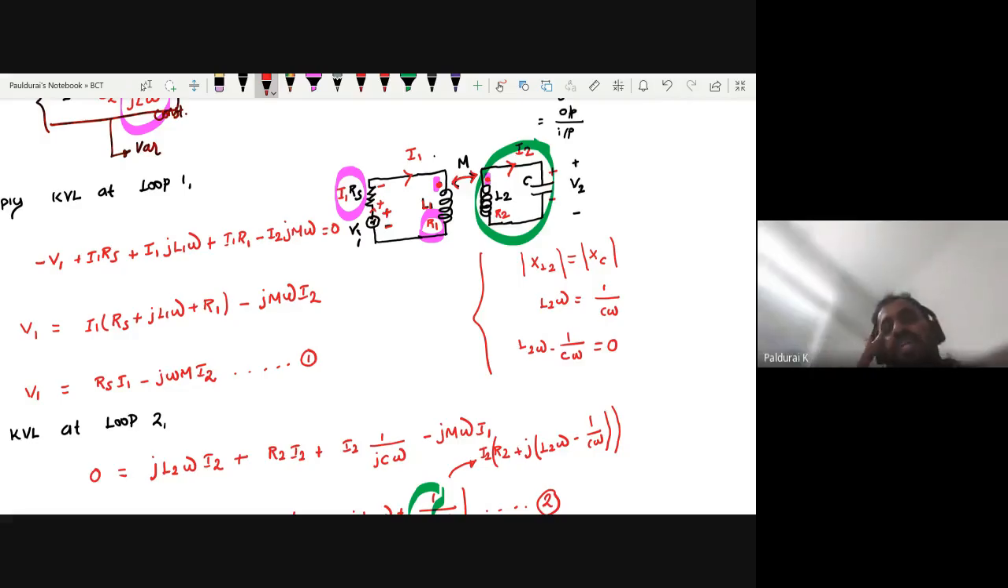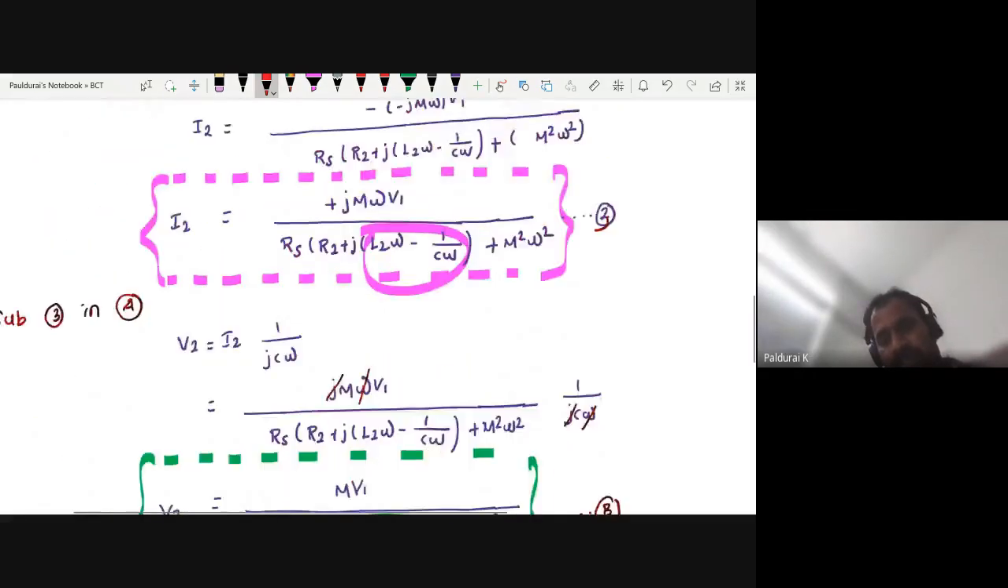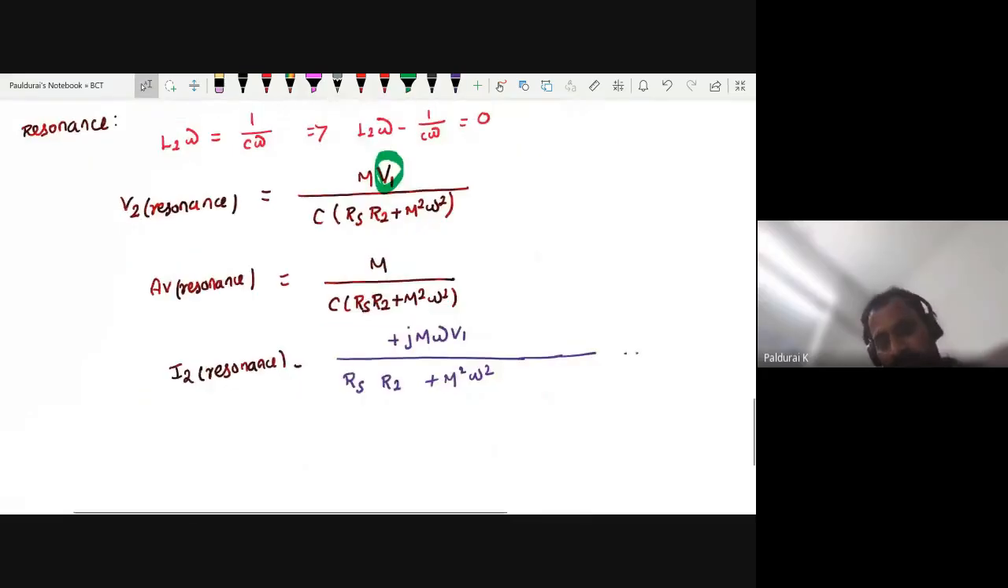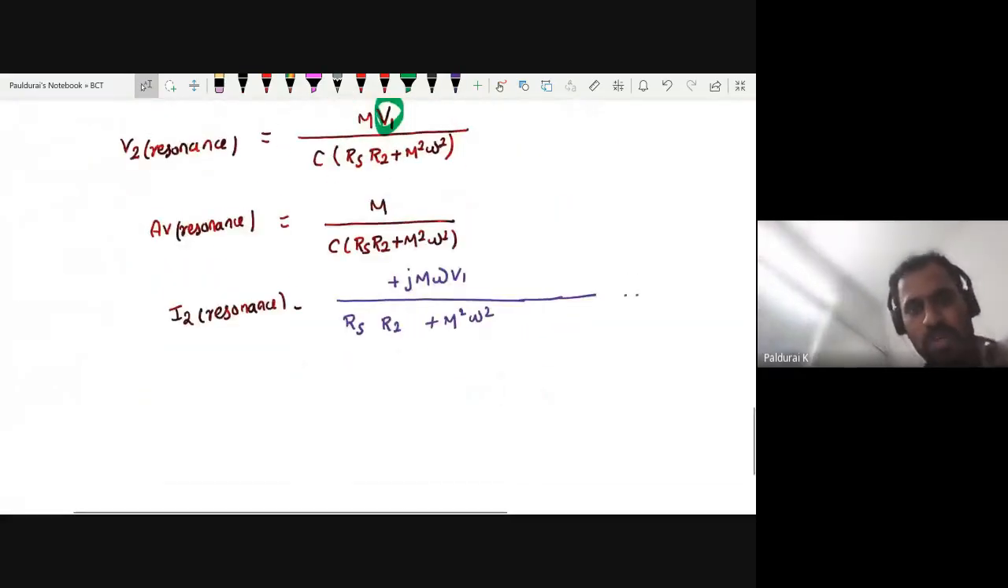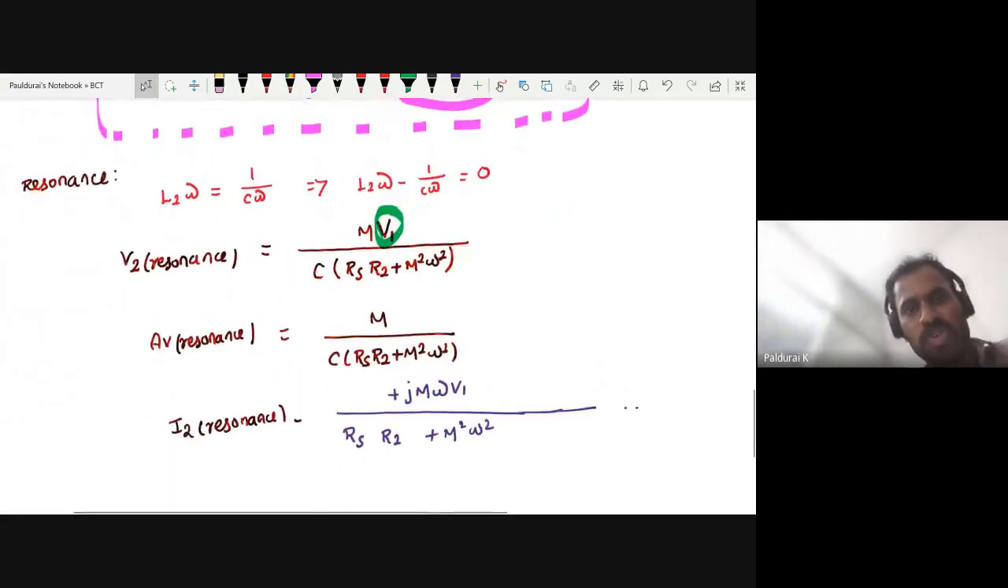Because when does resonance occur? The magnitude of both will be the same, right? So you want to take the magnitude. That is what I explained here. Okay, I will take j separately. Understood? So you want to know these things: what is the output voltage, what is the gain, and what is the output current at resonance. These three formulas are important.